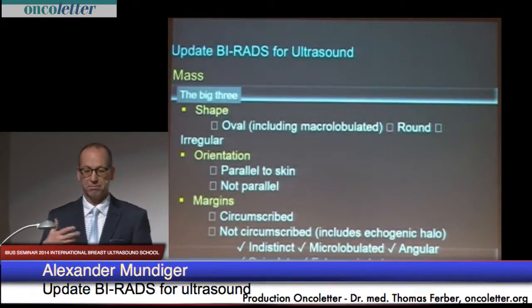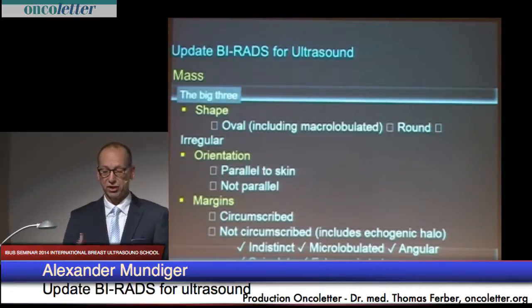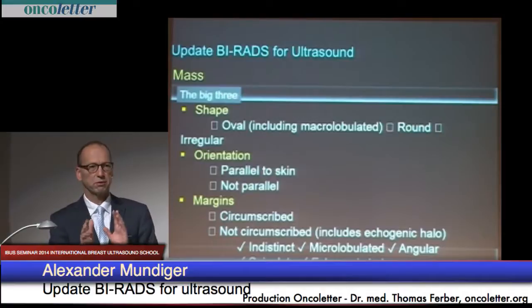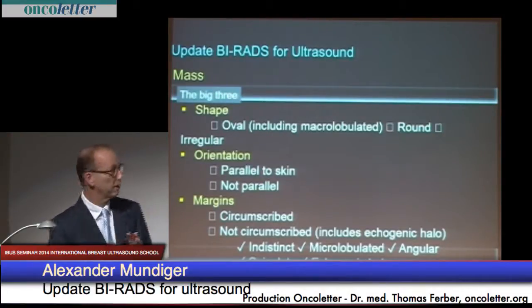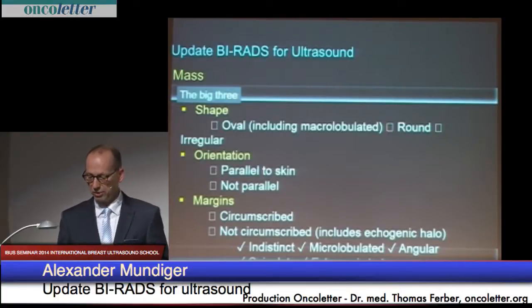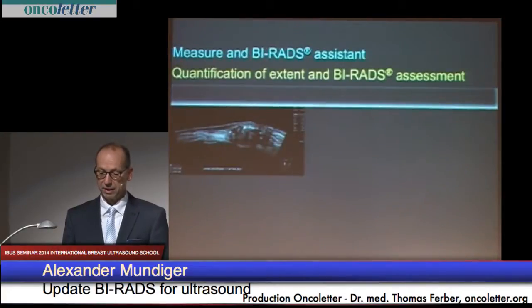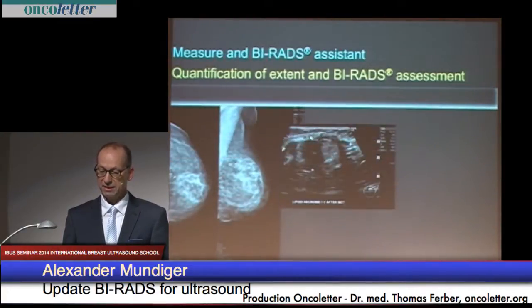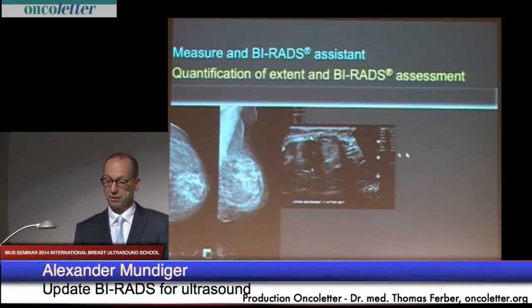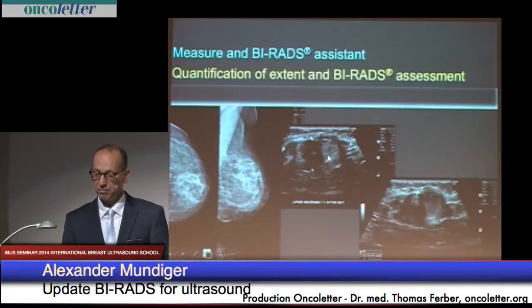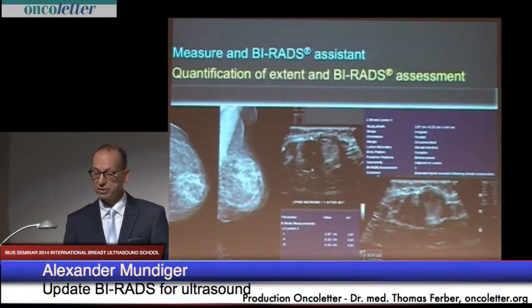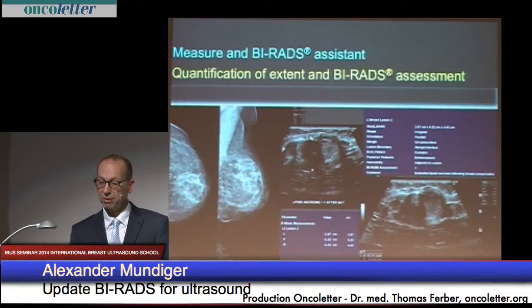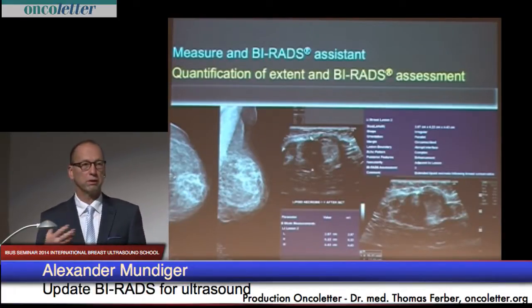And if we look at the big three features of a mass, that's shape, orientation, and margins. And especially with margins, the new BI-RADS update will focus on just circumscribed or not circumscribed, because it is not so important which of these minor criteria the descriptors apply. And this means that the quantification of the BI-RADS criteria has to be reshaped also from the industry, because some things change, and for example, the boundary zone will no longer persist.